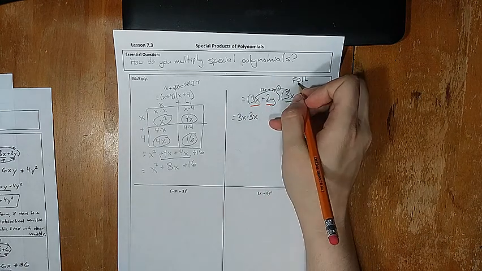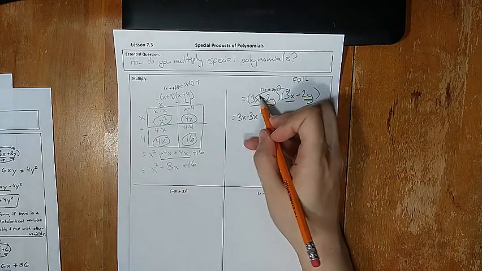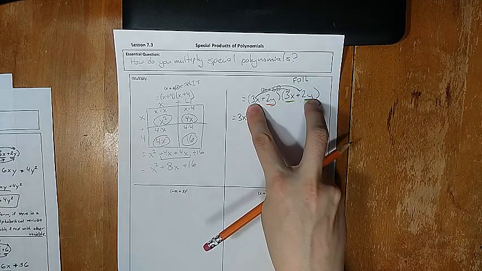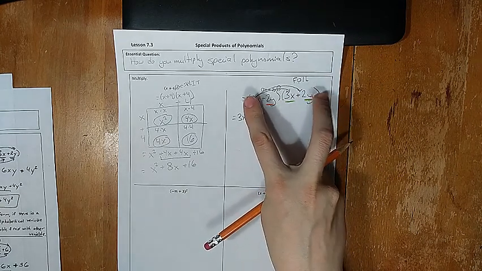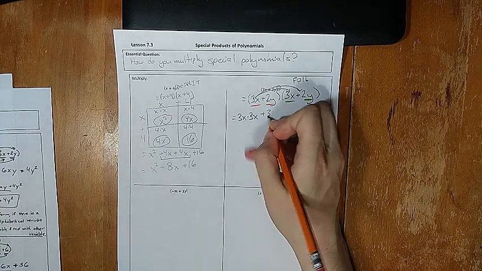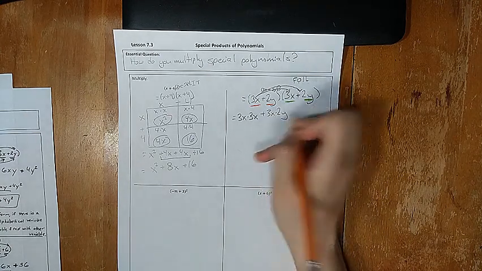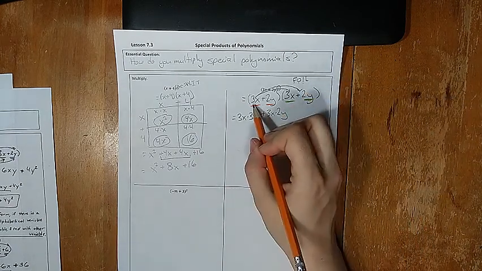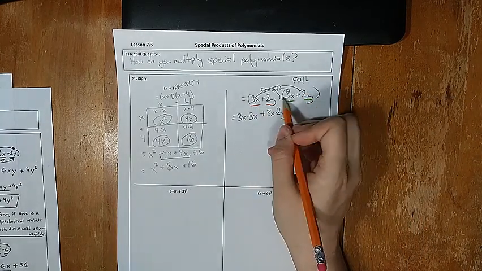And then it says outside. So I do a plus. The outside would be the 3x and this green 2y. They are on the outside. So we have 3x times 2y. The I stands for inside. So this is when we switch. 3x has met everyone in our next parentheses.